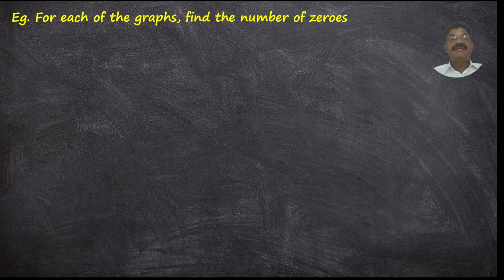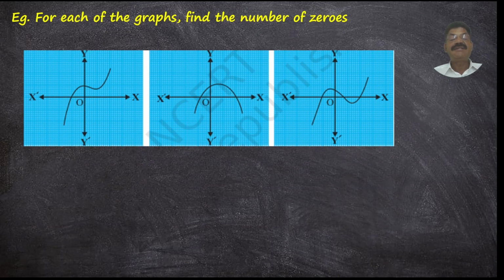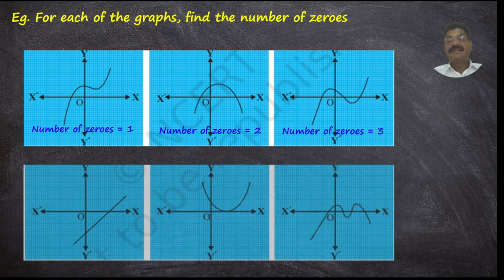Now an example. For each of the graphs, find the number of zeros. The only thing you have to find is how many times it intersects the x-axis. In the first case, it intersects at exactly one place. Therefore, the corresponding polynomial has only one zero. In the second case, the graph intersects the x-axis at two places. Therefore, the polynomial has two zeros. In the third diagram, the polynomial intersects the x-axis at three places. Therefore, the polynomial has three zeros.